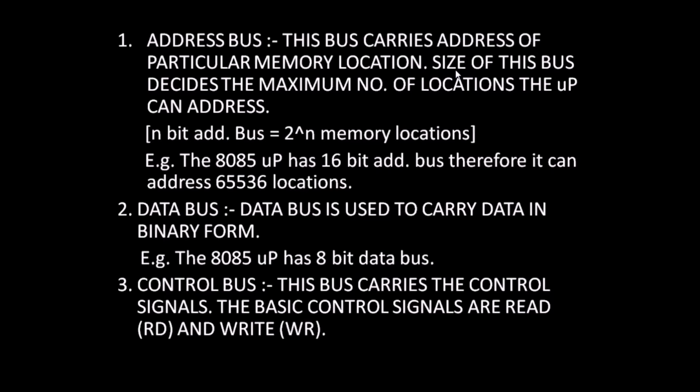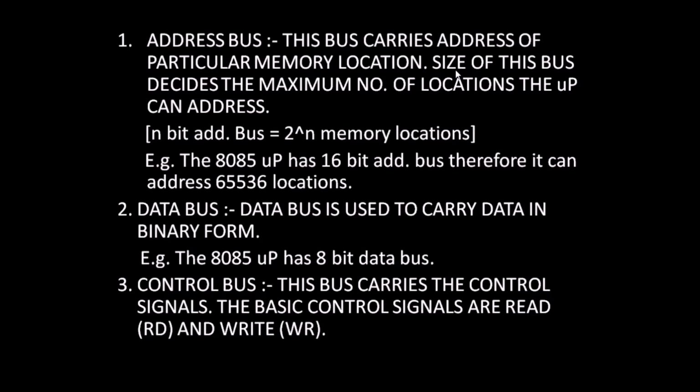Size of this bus decides the maximum number of locations the microprocessor can address. An N-bit address bus is equal to 2 raised to n memory locations. Example, the 8085 microprocessor has a 16-bit address bus. Therefore, it can address 65,536 locations. Data bus. Data bus is used to carry data in binary form. The 8085 microprocessor has an 8-bit data bus.